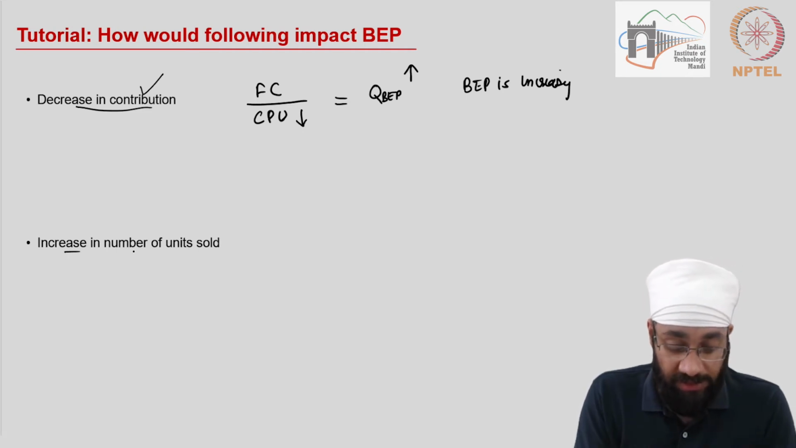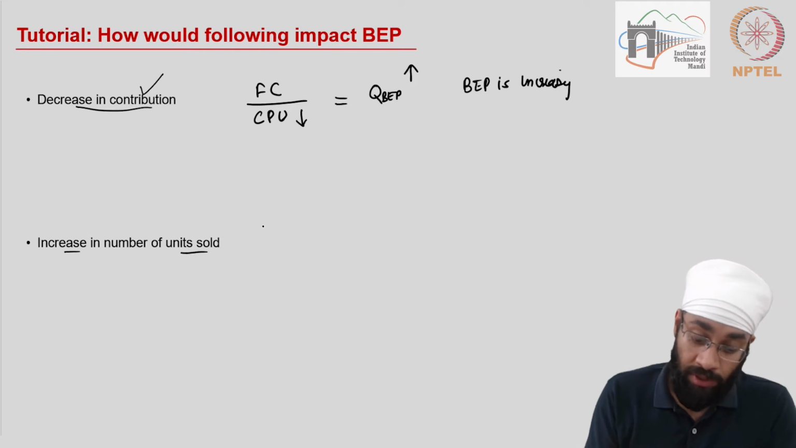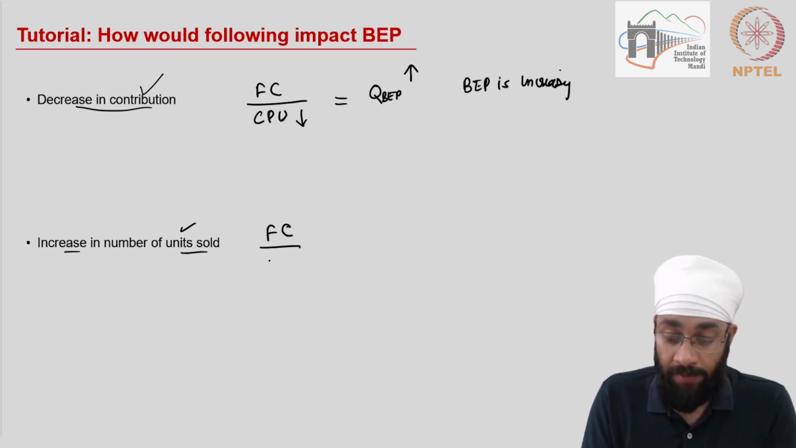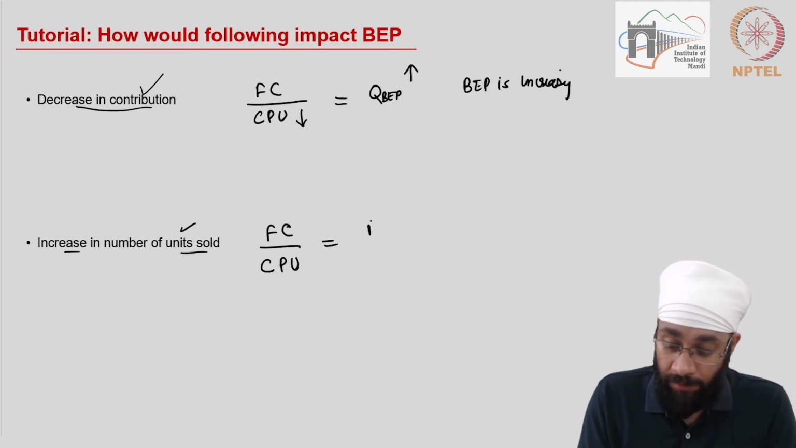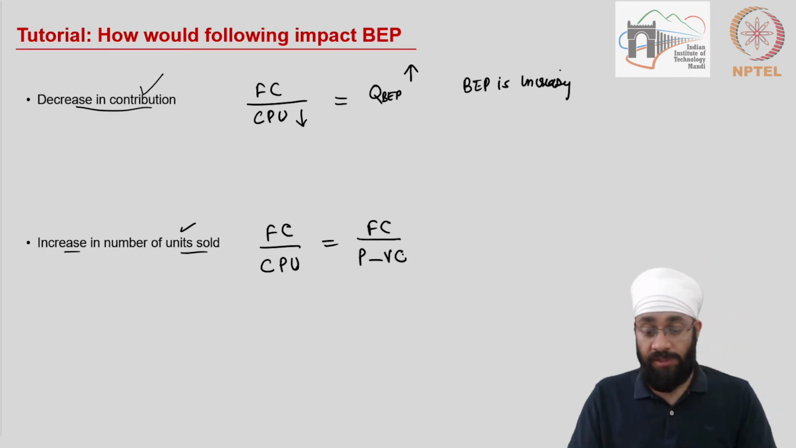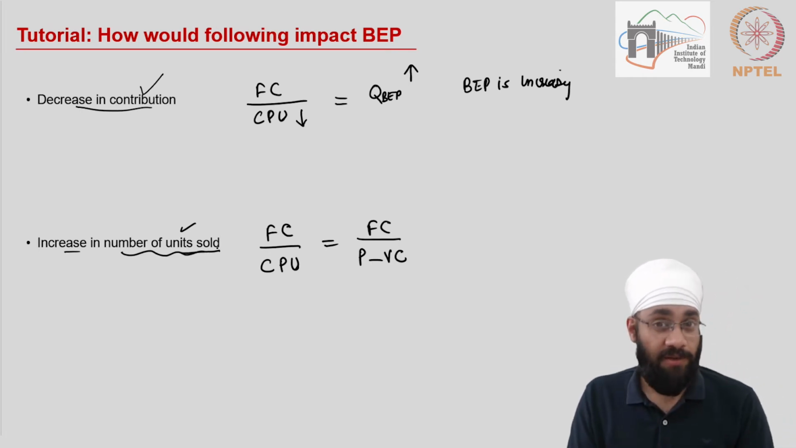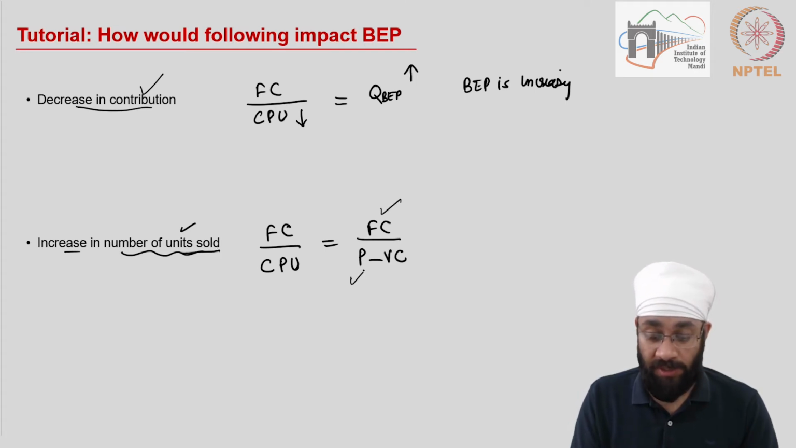And then you have increase in the number of units sold. So if the number of units that are being sold goes up, how is that affecting your break-even point? So you have fixed cost divided by contribution per unit. Now let me break this down into P minus VC. Now you will see that the number of units that are being sold is not mentioned in this formula. It actually depends upon what is the fixed cost and what is price per unit and the variable cost.